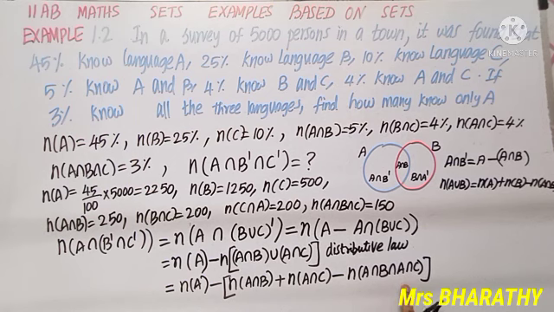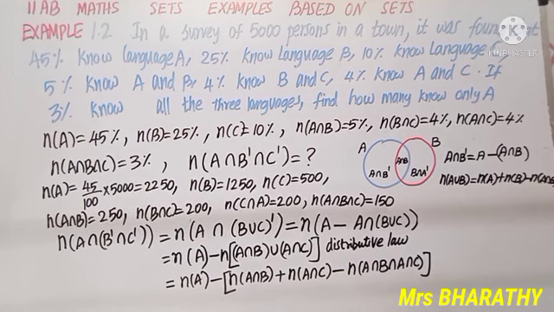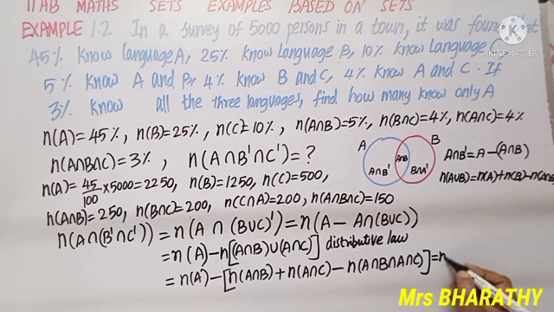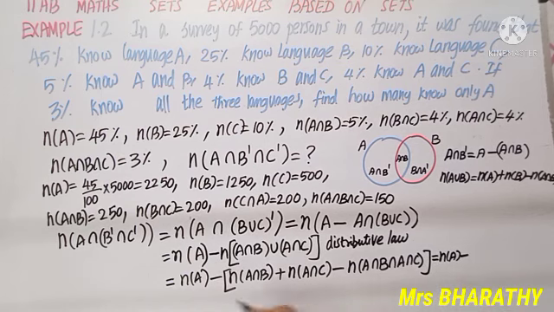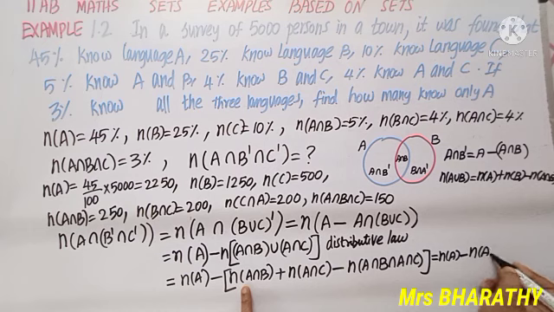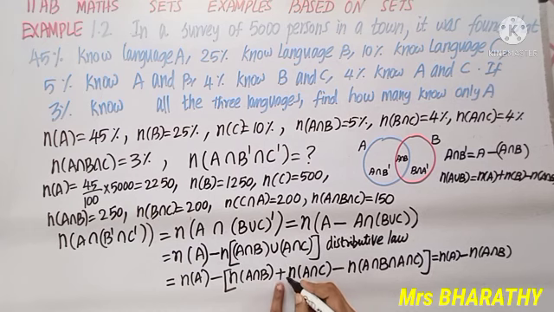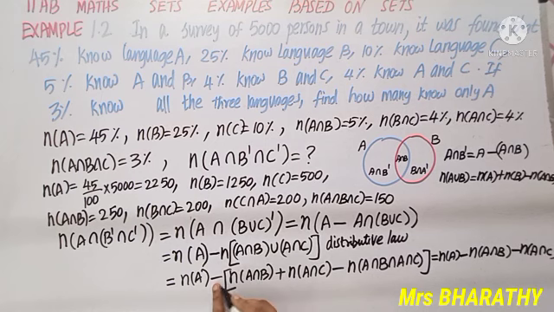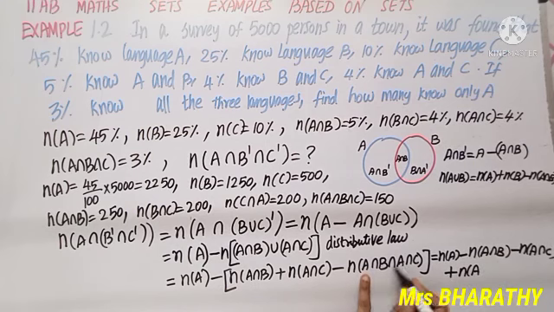Whenever I put intersection, there are two letters which are the same. Do I have to repeat? No. I am looking for the common portion. So A intersection, I need not put twice. So I will rewrite this as N of A minus N of A intersection B minus N of A intersection C plus N of A intersection B intersection C, since minus into minus is plus. For the two A letters, let me put only one.